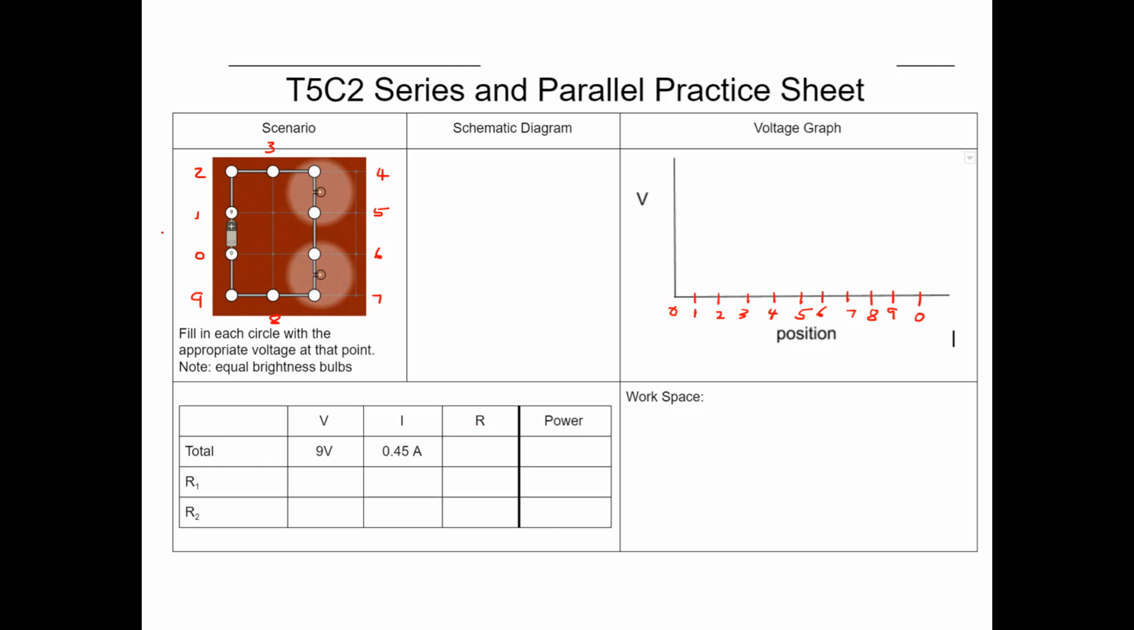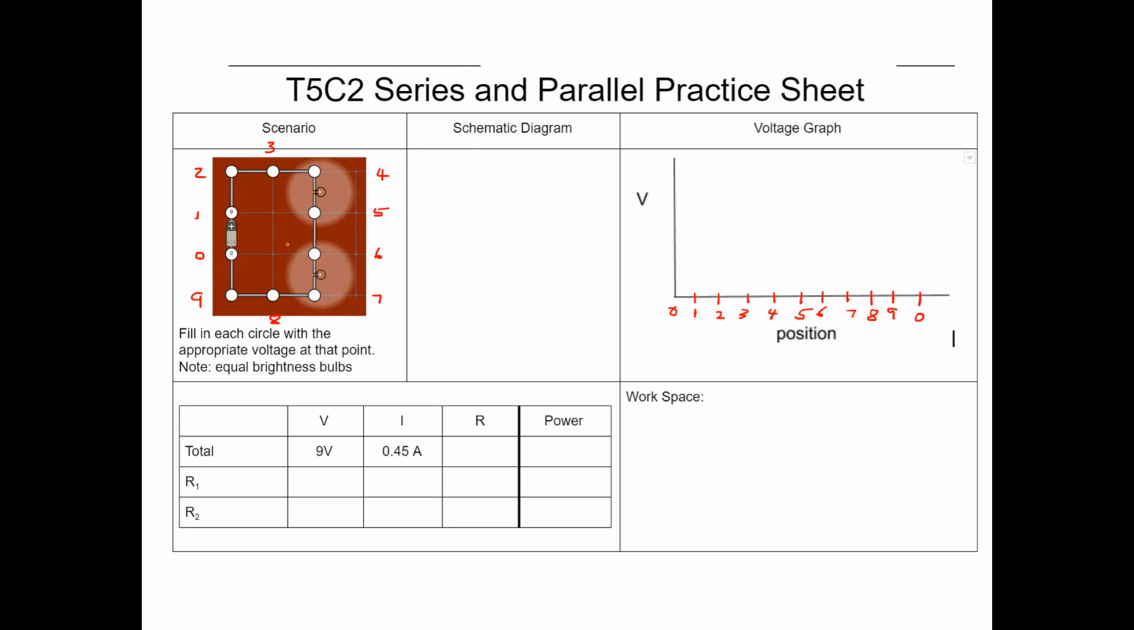What I've done a little bit ahead of time is order our positions, starting with 0 at the negative or low voltage end of the battery, and then 1, 2, 3, 4, 5, 6, 7, 8, 9, and then back to 0 to complete the circuit, identifying each of these little circles where we'll place voltage. It says, fill in each circle with the appropriate voltage at that point. Note equal brightness bulb. That's going to give us important information. So let's get started.